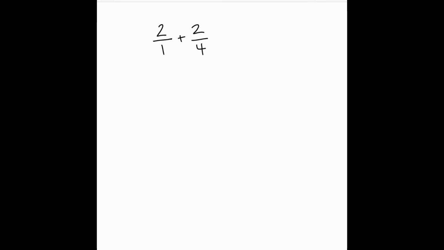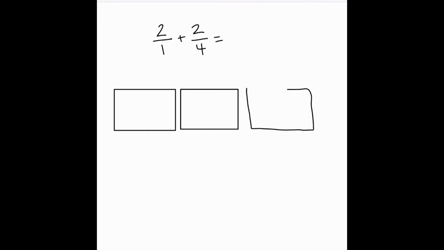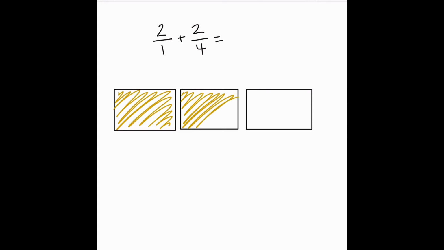Then for the pictorial aspect, I would use the same problem, and I would have the student draw pictures for what they would do. So in this instance, I used an area model, but a student could also use a set model or a linear model, whichever they prefer. And so I drew 3 squares and then colored in 2 of them for the 2 over 1, so 2 wholes.